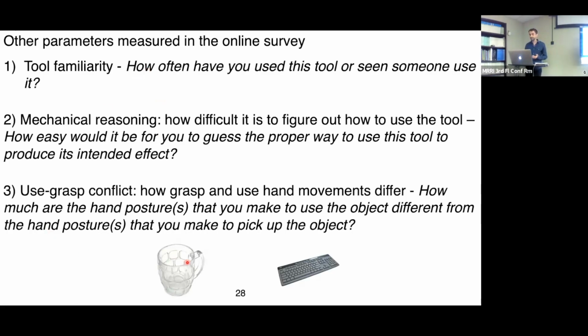And just to clarify that, if you think about a beer mug, when you grasp the beer mug and then when you use it, basically your end posture will not change. But if you think about a keyboard, so not on the laptop, but a separate keyboard, this one for instance, right here. When I'm going to grasp it, I'm going to grasp it like this. But when I'm going to use it, I will do this movement. So there is this conflict between use and grasp.